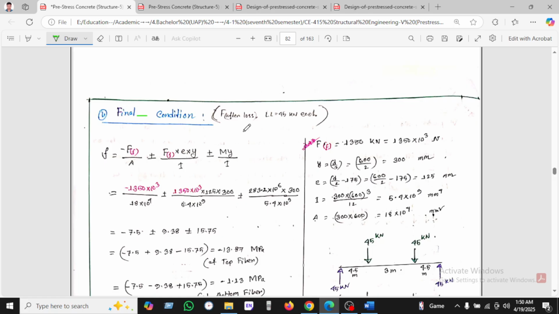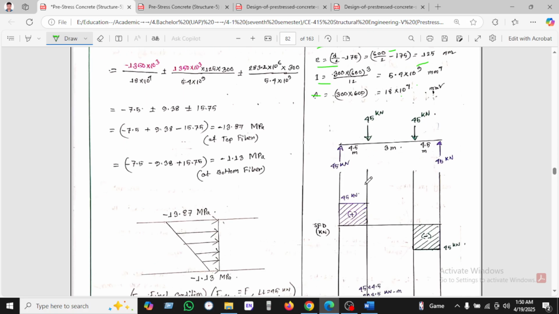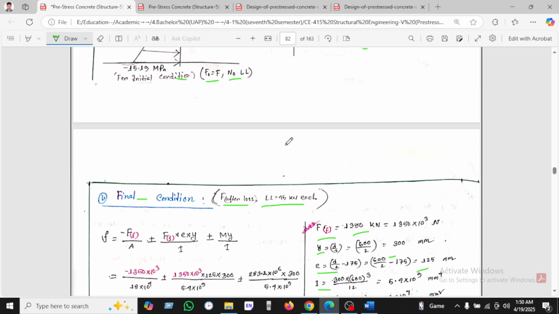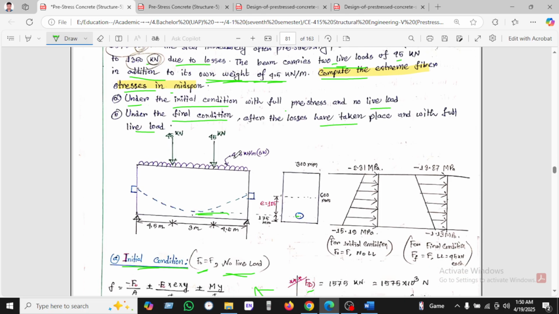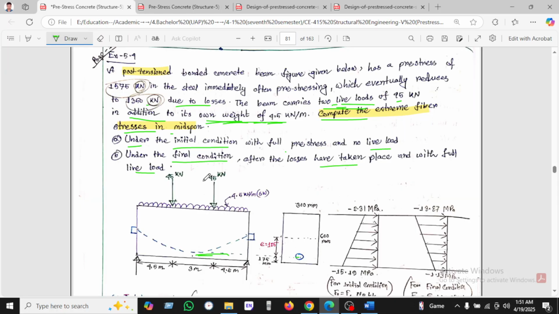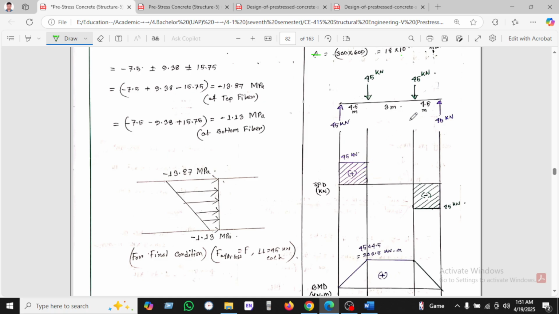For the final condition, we know the final force after loss is used, and the live load will be used as well. So the final force is used, and y equals the same value as usual, e equals the same, I equals the same, A equals the same. The moment will change, as we know the 45 kilonewton load is the live load, in addition to the own weight 4.5. It is carried apart from the support. After finding the reactions, the 45 is taken at the support.